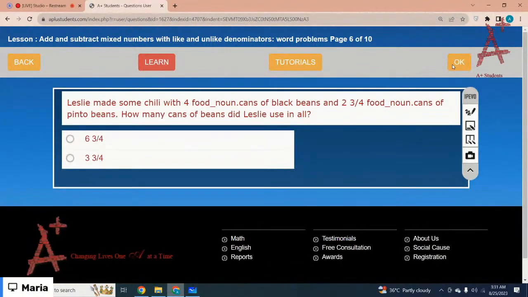Okay, the next one is Leslie made some chili with 4 cans of black beans and 2 whole 3 by 4 cans of pinto beans. How many cans of beans did Leslie use in all? You have to add, right? 4 plus 2 whole 3 over 4.